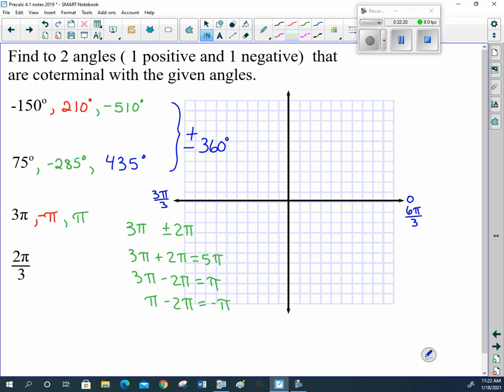Well, we don't even need to cut it in half. This is 3 pi over 3. We want 2 pi over 3. So we're not quite there. So our answer is going to be right here in this spot somewhere. It's going to be in this quadrant, the second quadrant.